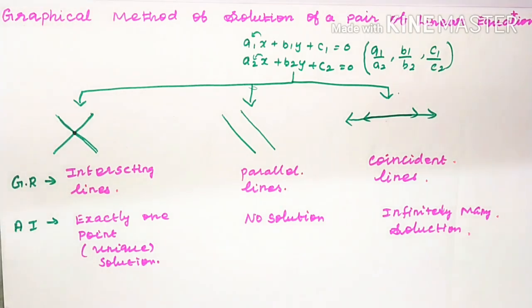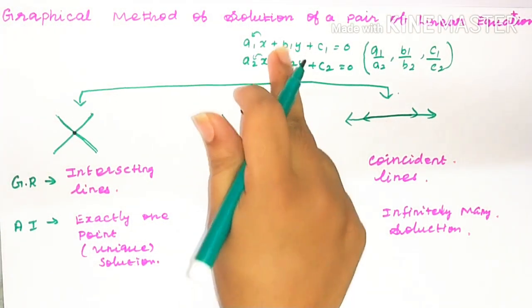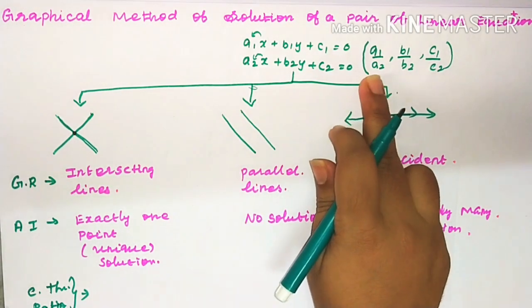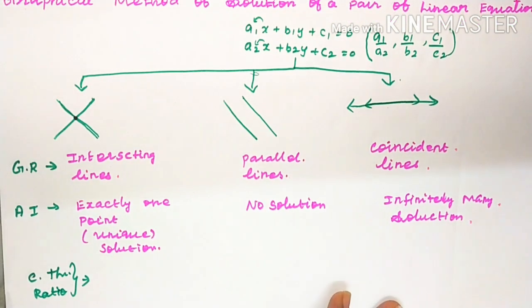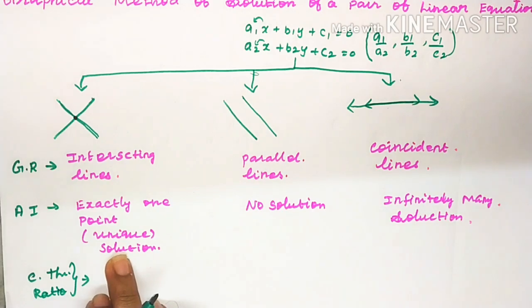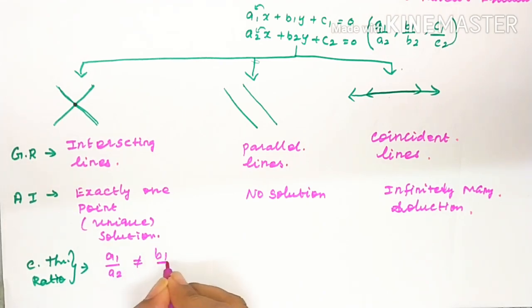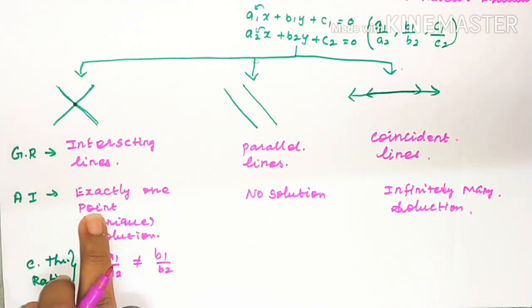Now I am comparing the coefficients of both linear equations, the ratios a1 by a2, b1 by b2 and c1 by c2. If it is a unique solution, then a1 by a2 is not equal to b1 by b2. That means exactly one point, intersecting lines.